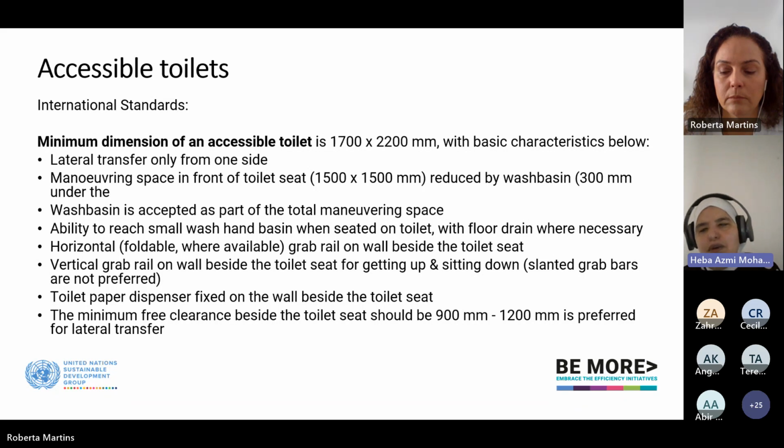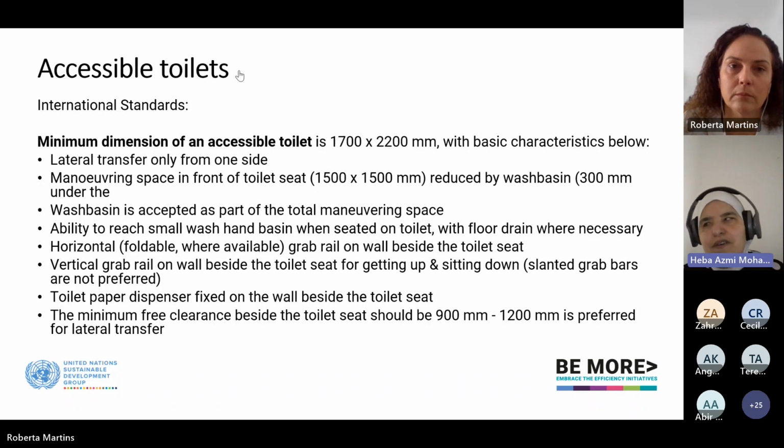including the wash basin height, the toilet seat height, and the type and height of the grab bar handles, because sometimes it's not advisable to use slanted grab bar handles because they are not easy to grasp. So in this slide, you can find all the details about the dimensions of the accessible toilet. Next slide, please.